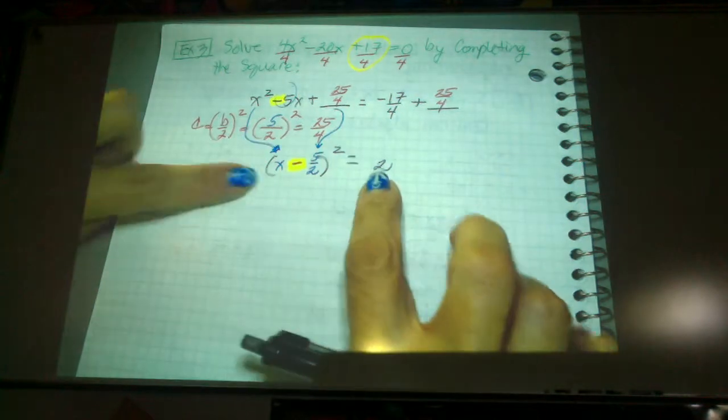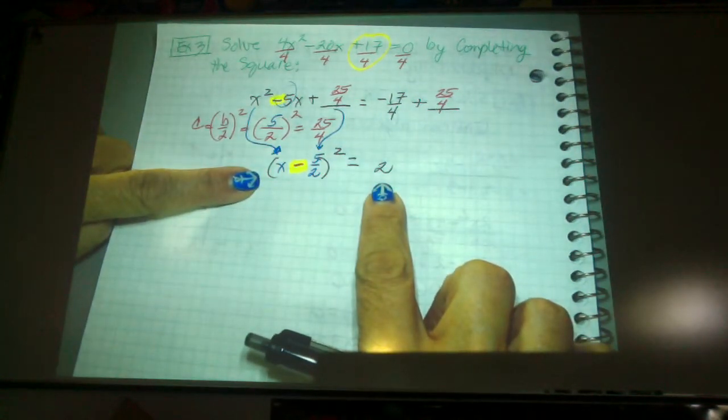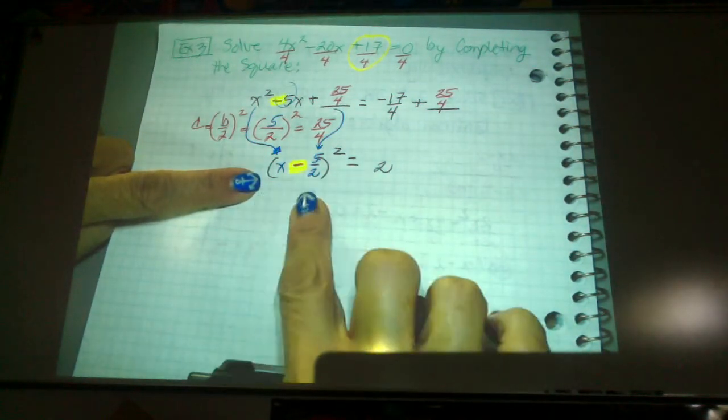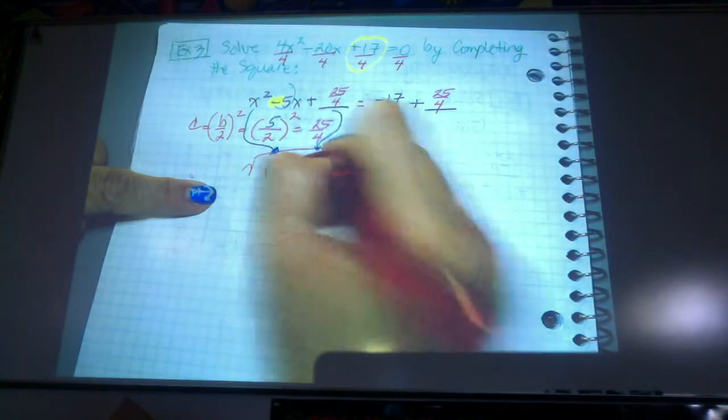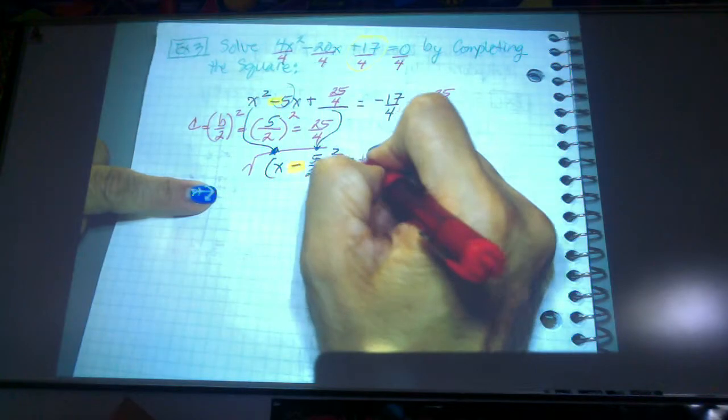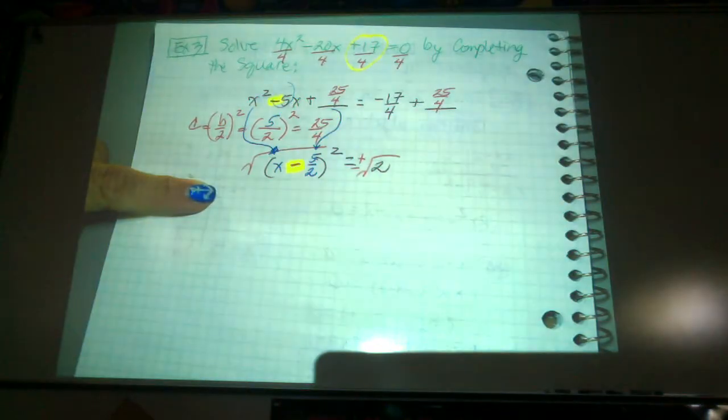Now, doesn't this look like the problem from example 2? Nice squared binomial here. Don't worry, it has a fraction. So we're going to do what we did in example 2 and take the square root of the left and plus or minus the square root of the right.